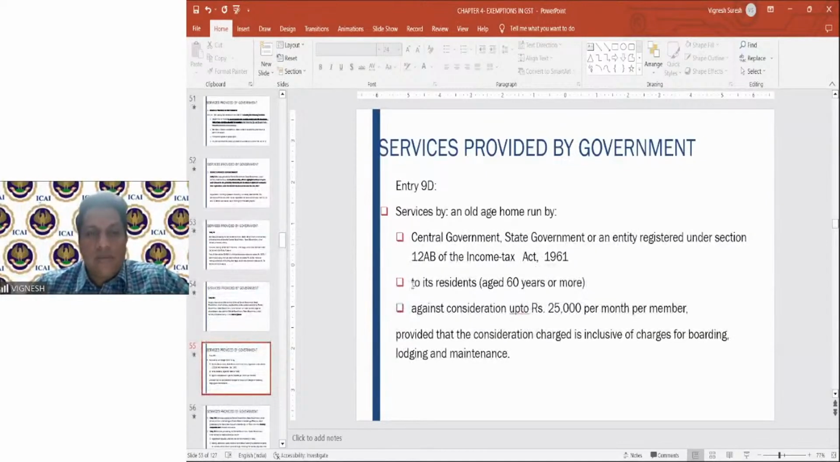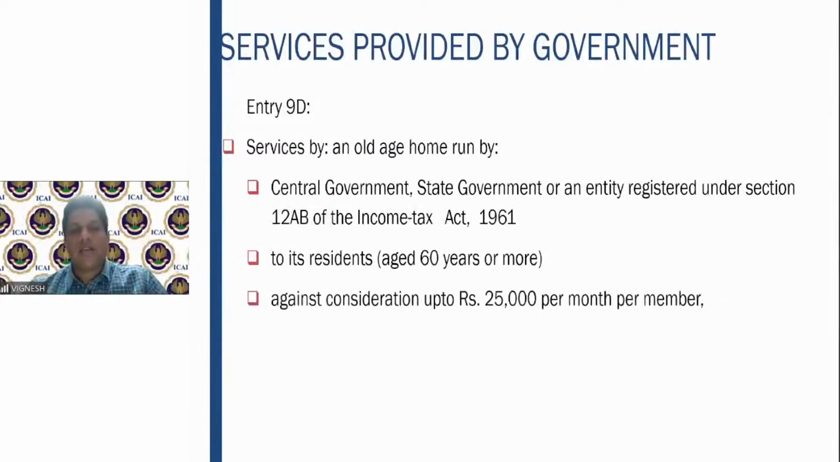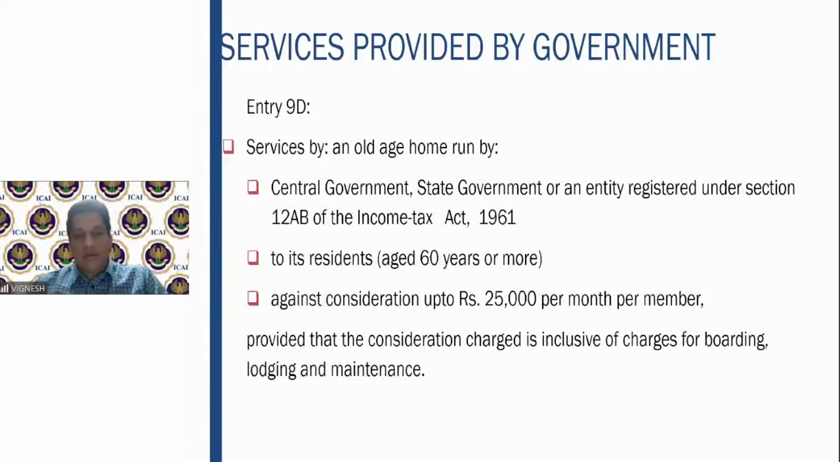That is also exempt. Then old age home, which is run by the central government, state government, or entity registered under 12AB. This is also there. To the residents aged 60 years against consideration up to 25,000 per month per member, provided the consideration is including charges for boarding, lodging, and maintenance. So old age home is there. It is run by the central government, state government, or entity registered under 12AB. It is provided to the residents whose age is 60 years or more. Consideration is up to 25,000 per month per member. In that it is exempt, provided it is including the charges for boarding, lodging, and maintenance.